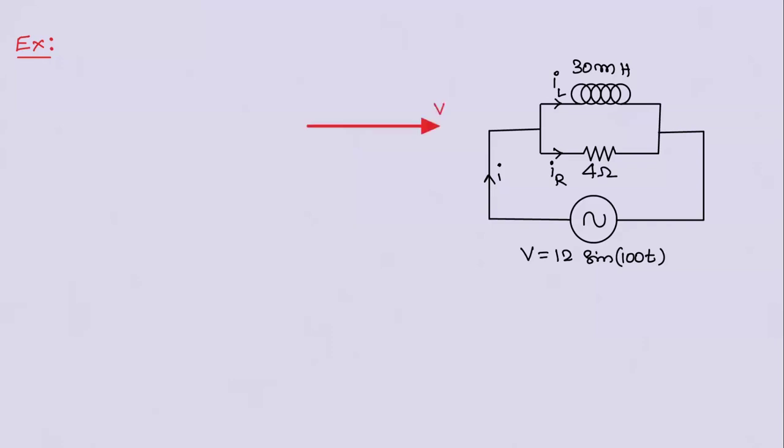Okay. Let us take it like this. Voltage is like this. Then current across resistance will be IR, and current across the inductor will be IL, at 90 degrees. The resultant is I at angle theta. Okay, good.